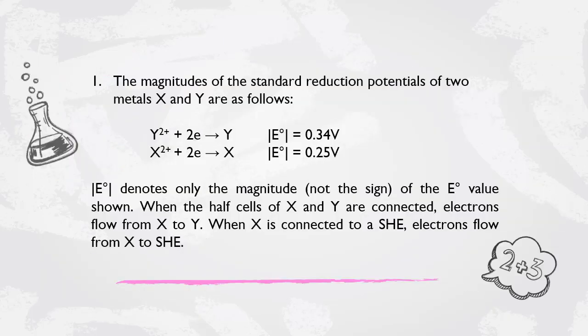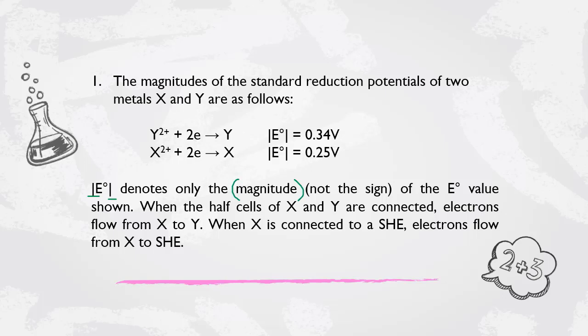As the first question for non-face-to-face, the question tells you the magnitude of the standard reduction potentials of two metals X and Y are as follows. So the chemical equations are given to you in terms of reduction processes, because these values come from the standard reduction potential table. But please note here that the E° with modulus sign denotes only the magnitude without the sign of the E° value shown, meaning that we don't even know yet which of those will have the more positive or more negative value, because we need to indicate the value and also the sign to determine who's going to be the anode and who's going to be the cathode.